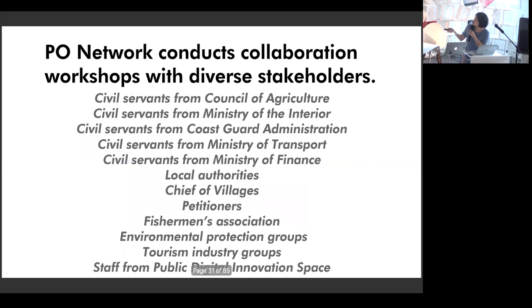So we also included different stakeholders in the workshop, even more than the one that I showed you before, because there were three different ministries involved. The civil servants came from the Council of Agriculture, Ministry of Interior, and actually more than that: Coast Guard Administration, Ministry of Transport, Ministry of Finance. And also we included lots of chiefs of villages, petitioners, and local authorities. There were also fishermen's associations, environmental protection groups, tourism industry groups, and also us.